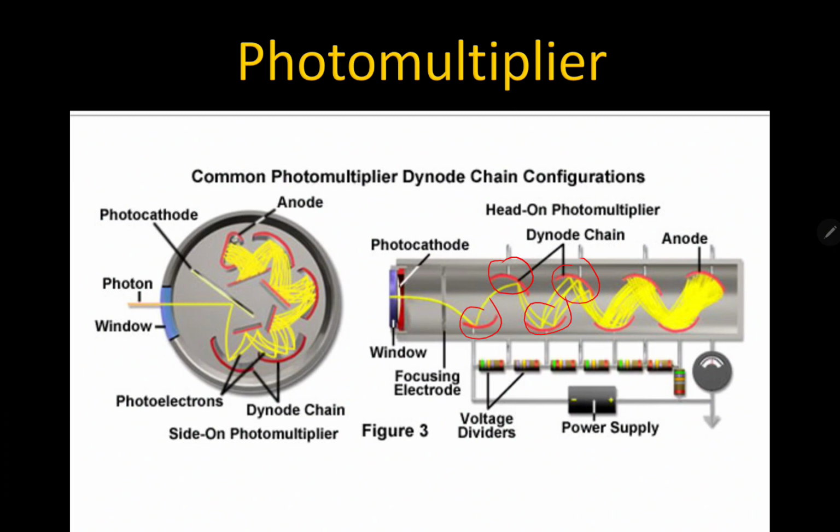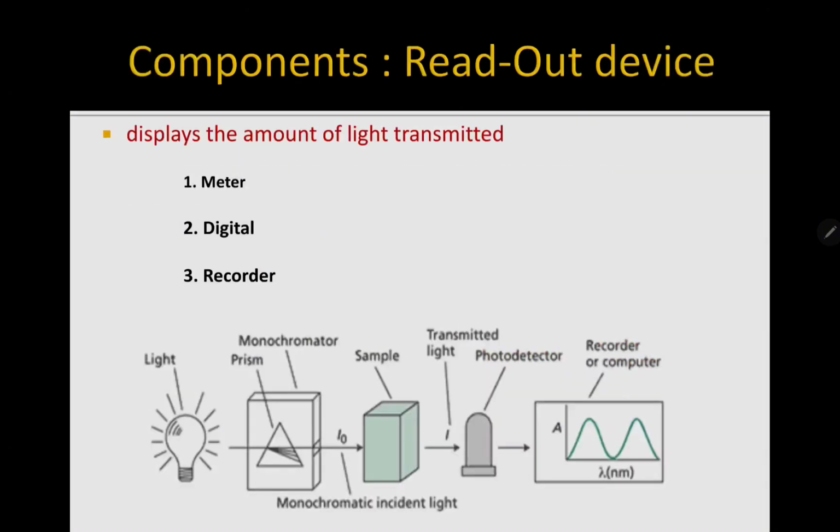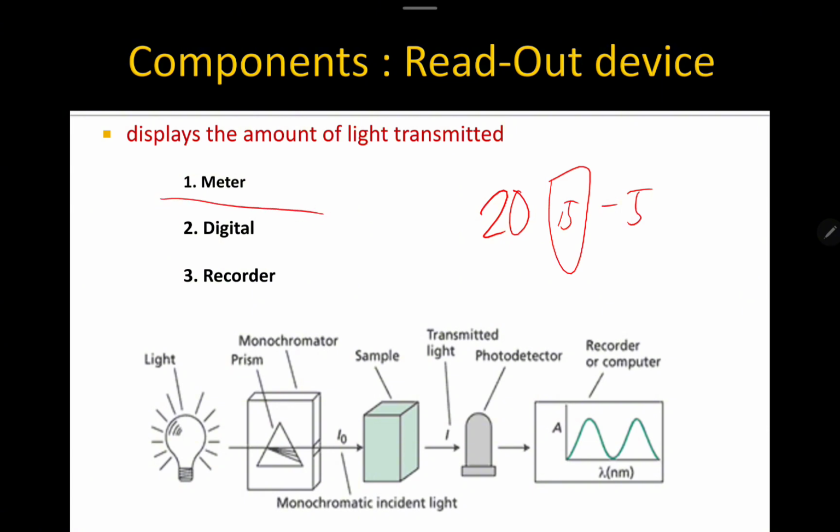So we also have, after we read the transmitted light, we need something to see the amount of light transmitted. Once again, when we say light transmitted, it is the light coming from the excess. For example, our initial light is 20, and our sample has only a little glucose, so it can only absorb 15. So the excess light, or the light transmitted, will be around 5. Therefore, our photodetector should be able to display the amount of light transmitted. It can be using a meter, a digital display, or a recorder. Okay, here it is.